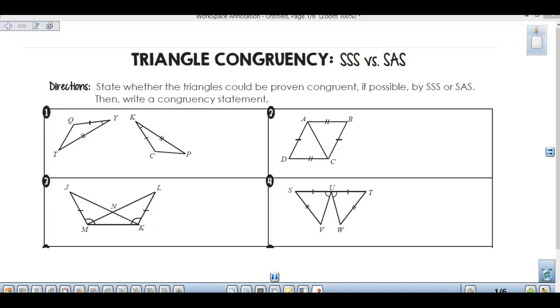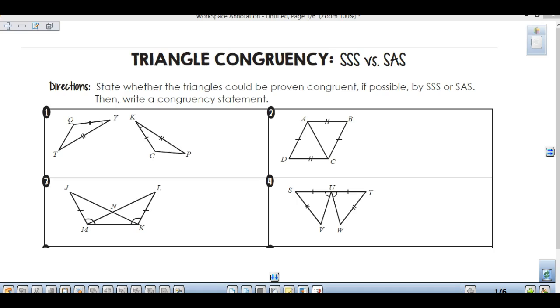Right, this is more of a review, going over what we've gone through so far and practicing some of those proofs. Okay, so if we look at number 1, they're asking us if we can prove whether or not they are congruent by side, side, side, or side, angle, side.